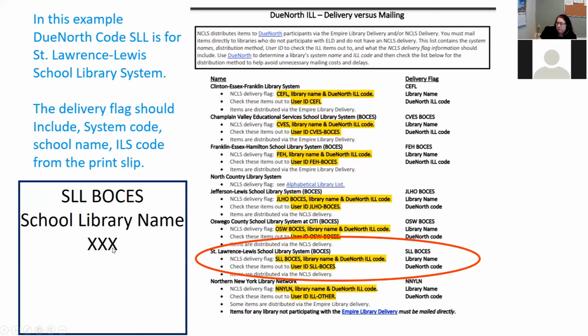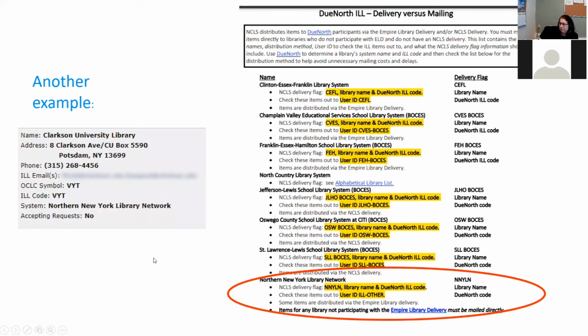Once you get that on the flag, you're going to put the flag and that print slip into the item that you're sending and just put it in your gray tote to come here to NCLS, and we'll take care of getting it on to where it needs to go. So let's look at another one. So here's another example of our print slip.